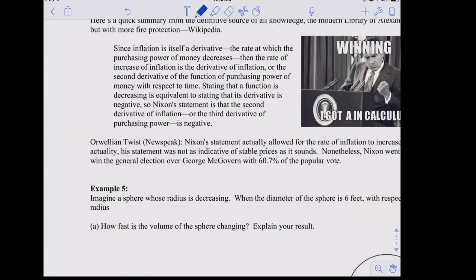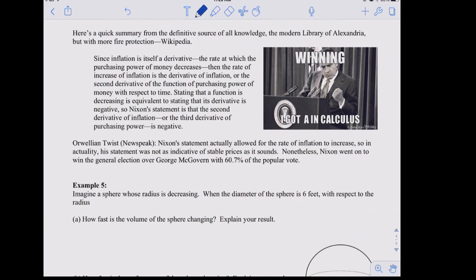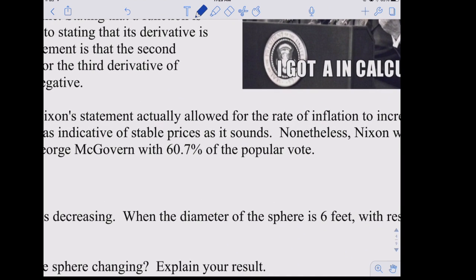Hey, look, I put this in here. Orwellian twist. Nixon's statement actually allowed for the rate of inflation to increase. So in actuality, his statement was not as indicative of stable prices as it sounds. We know that. Nonetheless, Nixon went on to win the general election over George McGovern with 60.7% of the popular vote. So there you go.